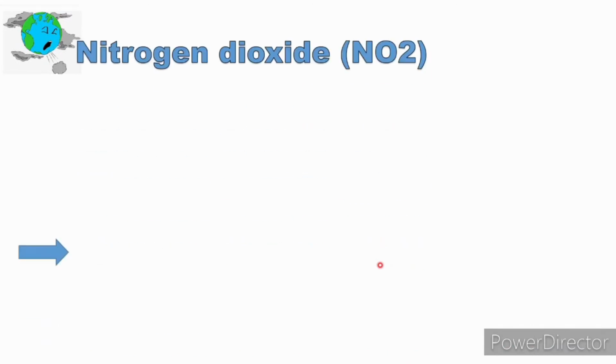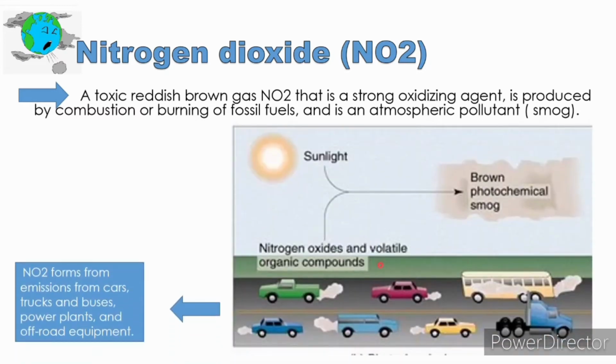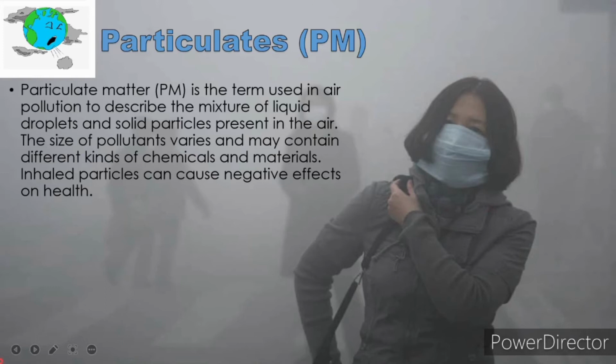The next one is the nitrogen dioxide. So this is a toxic reddish-brown gas that is a strong oxidizing agent, is produced by combustion or burning of fossil fuels, and is an atmospheric pollutant, or also called the smog. So nitrogen dioxide emission from cars, trucks or buses, power plants, and off-road equipment will now interact with sunlight, and the smog is produced.